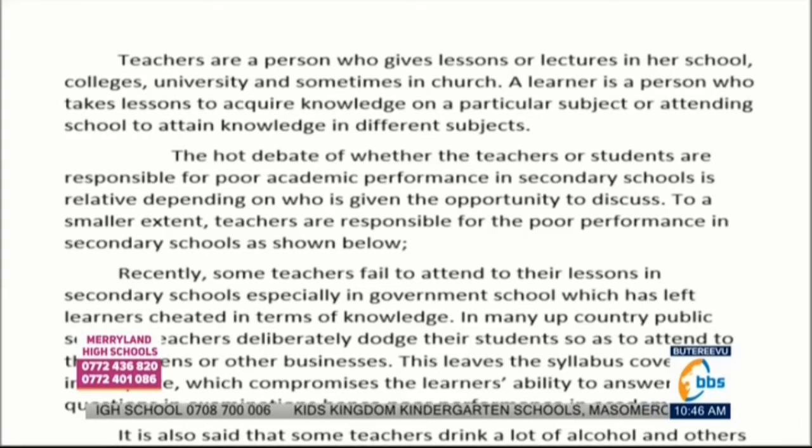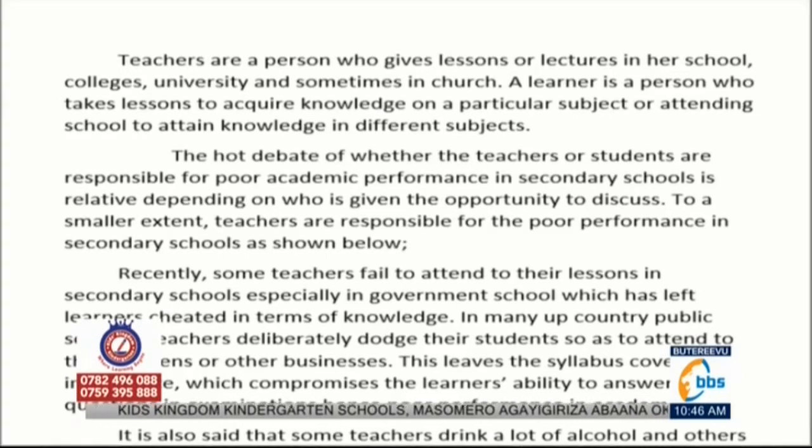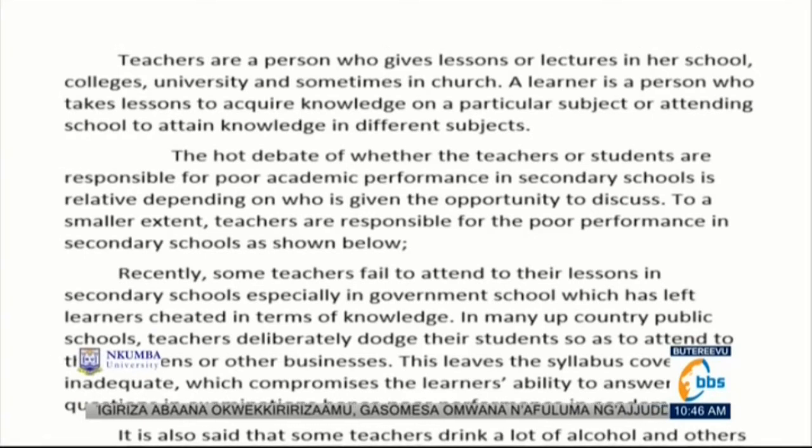A teacher is a person who gives lessons or lectures in a school, college, university, and sometimes in church. A learner is a person who takes lessons to acquire knowledge on a particular subject, or attends school to attain knowledge in different subjects. So now there we have defined who a learner is. The key words, learner, teacher. So we are now beginning our argument.